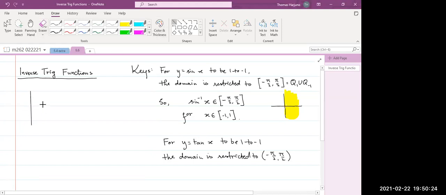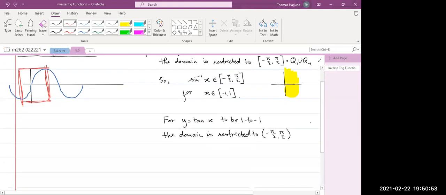For the sine function, the graph of sine looks like this. Right? And it goes indefinitely far. This is definitely not one-to-one. Then, for us to make it one-to-one, we restrict the domain from negative pi over 2 up to pi over 2. So this is the window. That's for sine. How about tangent?